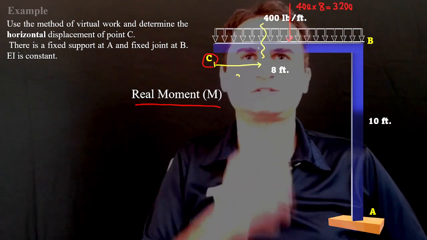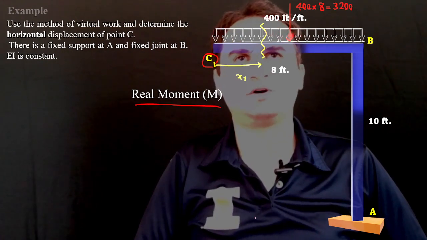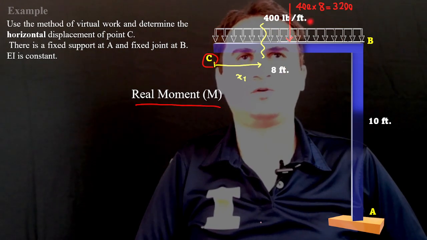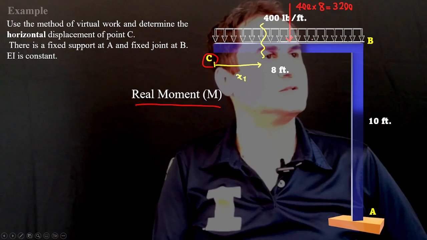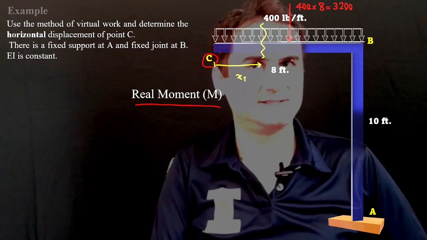First of all, converting the distributed load of 400, the intensity times the length is 400 times 8, which is 3,200, a distributed load conversion to a concentrated load applied at the center.